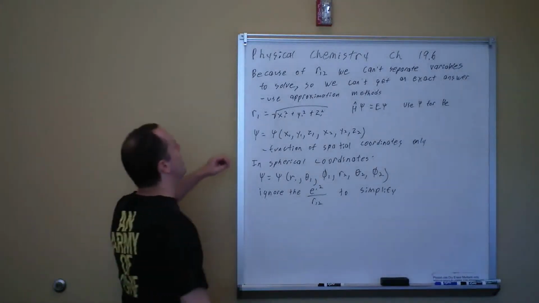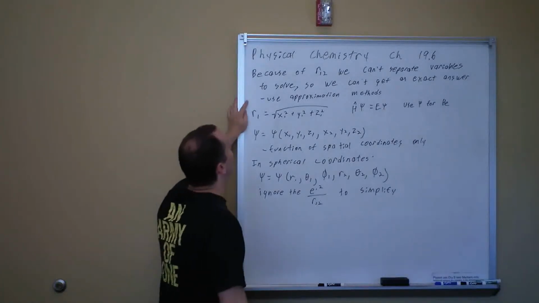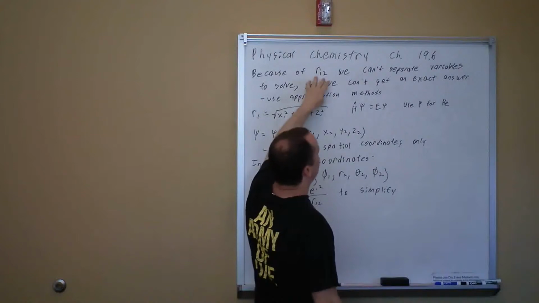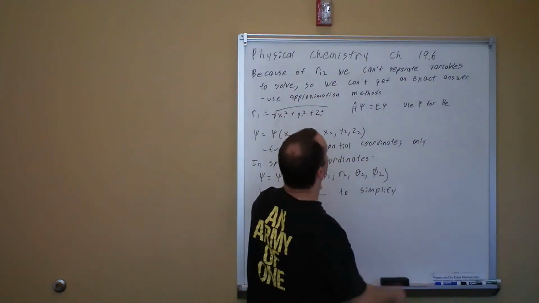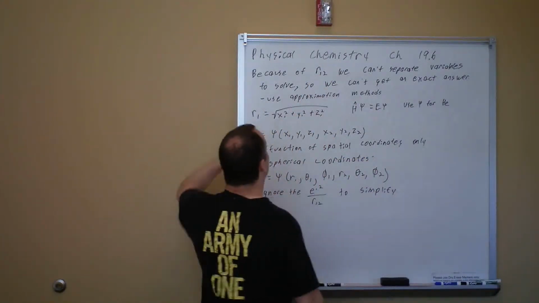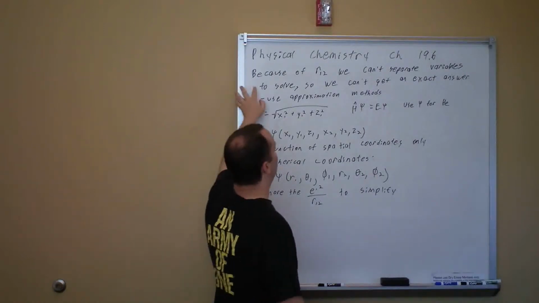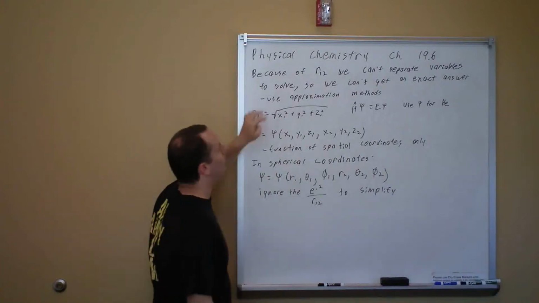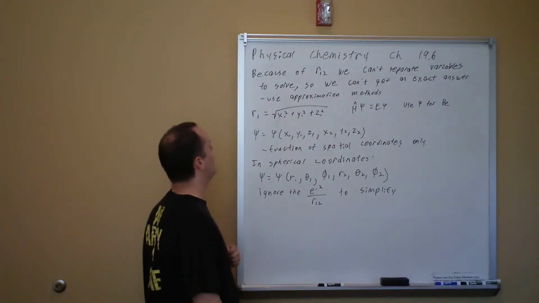Continuing on physical chemistry, chapter 19, section 6. So because of that term r12, between electron 1 and 2, we can't separate the variables to get an actual solution to that. So we can't get an exact answer. What we're going to do is use different approximation methods.